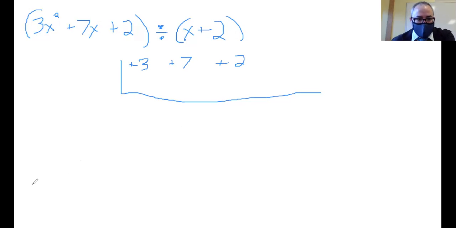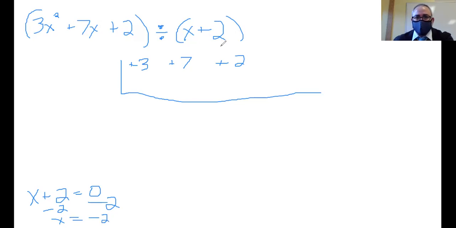Then you take the denominator and set it equal to 0, as if it was one of the zeros of the function. To solve for this, you subtract 2 from both sides to get x by itself, so x is equal to -2. Basically, whatever this number is here, you flip the sign. If it's positive like this, you make it a -2. If it was a negative up here, this would be a positive 2.